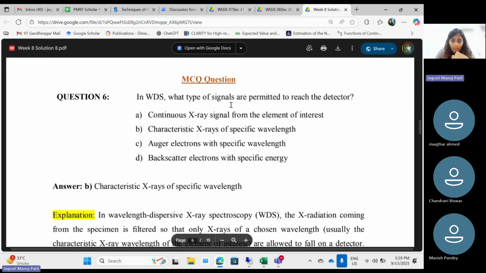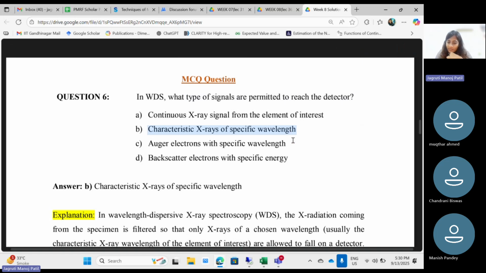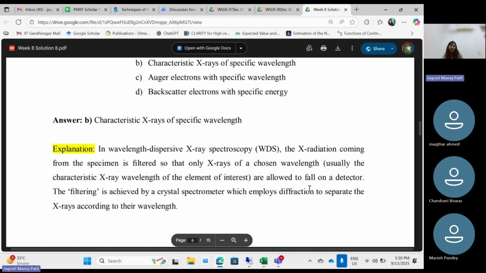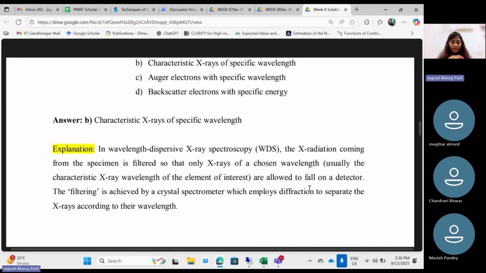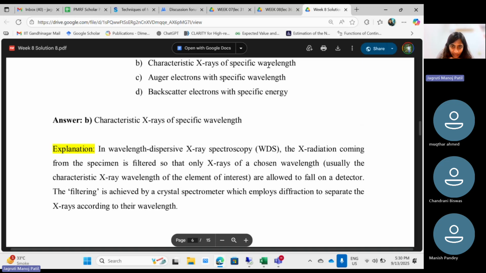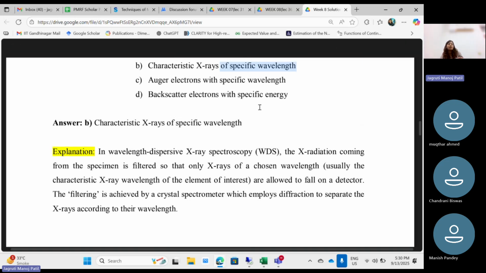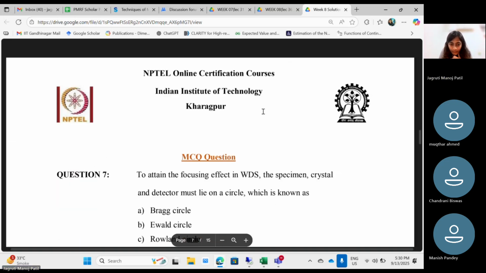Then, in WDS, what type of signals are permitted to reach the detector? Of course, that's nothing but your characteristic X-rays of a specific wavelength. That we know till now. And then we also saw where they overlapped. Because these are of specific wavelengths, we won't be able to characterize two different ones from them. So WDS and EDS had two differences. You can always go back to previous weeks and check them again. One allowed the full elemental wavelength range and wasn't able to differentiate, while the other is only for specific wavelengths. Okay.